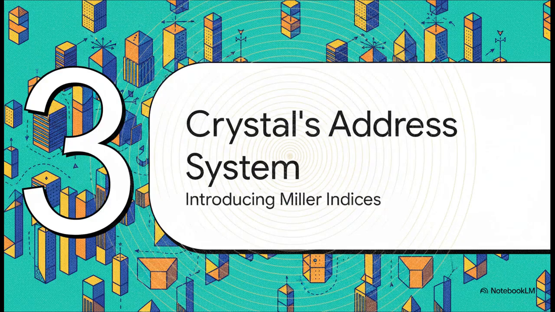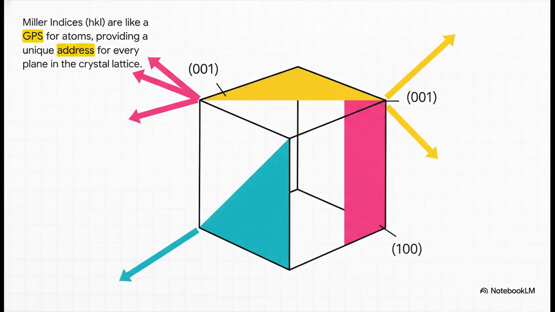All right, so we've built this beautiful, repeating city of atoms. It's perfectly ordered. But how do we talk about specific locations within this city? How do we describe a particular direction or a specific surface? We need some kind of address system. And that's exactly what Miller indices are. Think of them as a GPS for atoms.